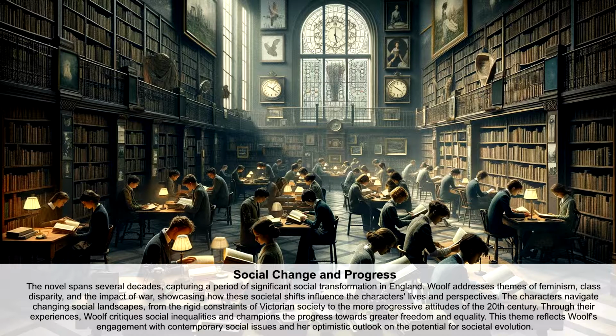Social change and progress. The novel spans several decades, capturing a period of significant social transformation in England. Woolf addresses themes of feminism, class disparity, and the impact of war, showcasing how these societal shifts influence the characters' lives and perspectives. The characters navigate changing social landscapes, from the rigid constraints of Victorian society to the more progressive attitudes of the 20th century.